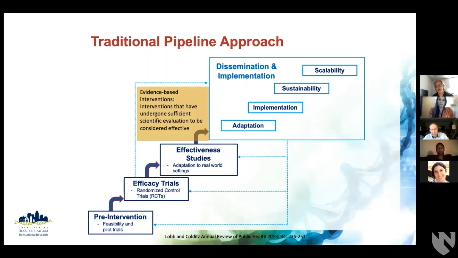And typically that's not an efficacy trial, because when you do the adaptation, a big part of it is who's going to deliver it and who's going to sustain it, and it's not the research team. So it's typically the community teams. So that's one side of it.